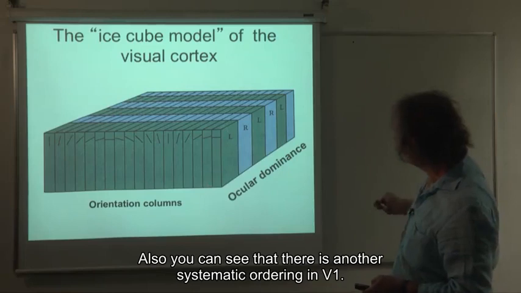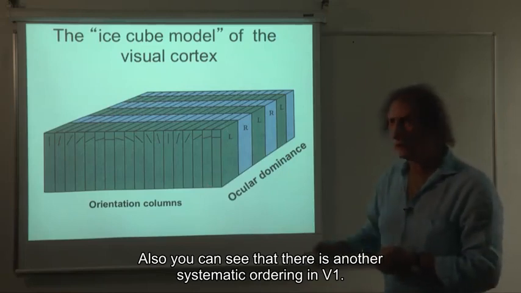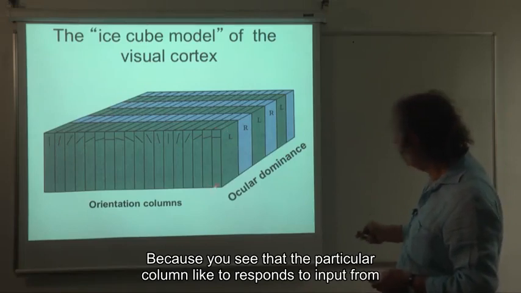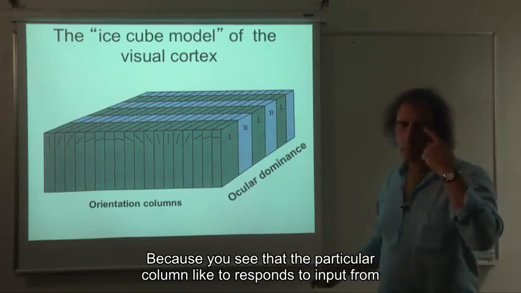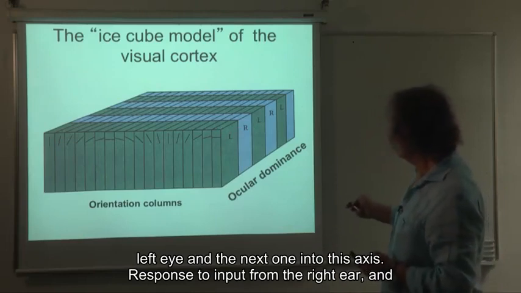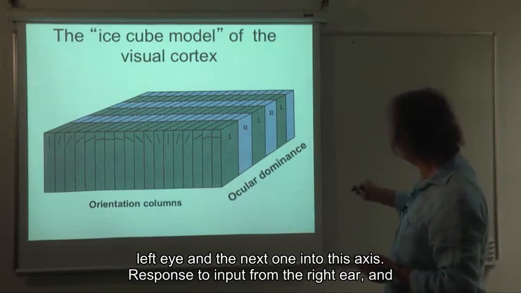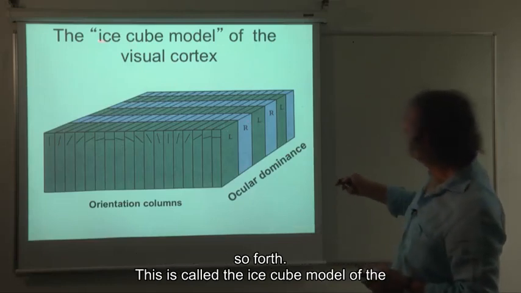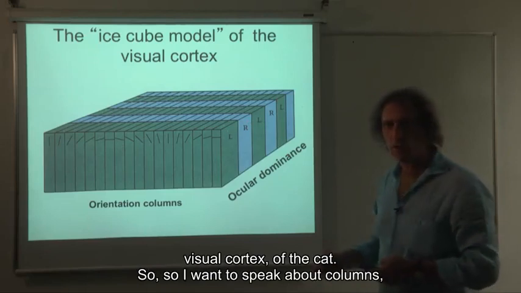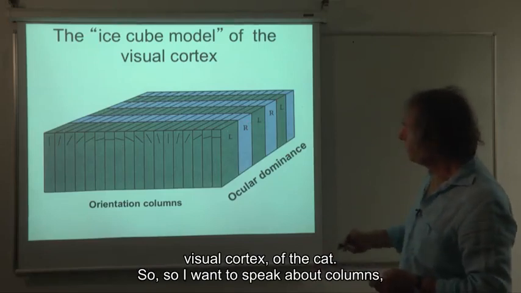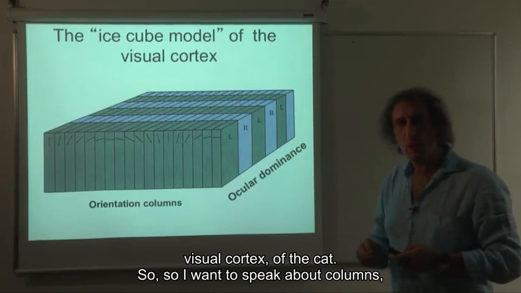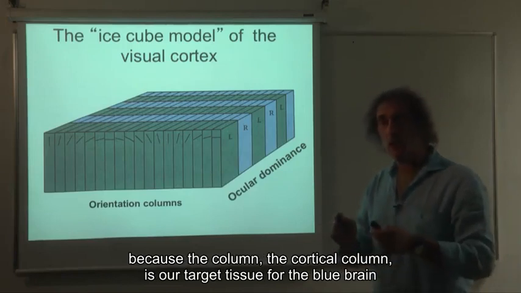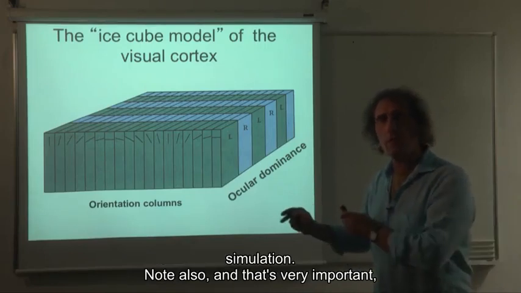Also, you can see that there is another systematic ordering in V1, because a particular column likes to respond to input from the left eye, and then the next one along this axis responds to input from the right eye, and so forth. This is called the ice cube model of the visual cortex of the cat. So I want to speak about columns because the cortical column is our target tissue for the Blue Brain simulation.